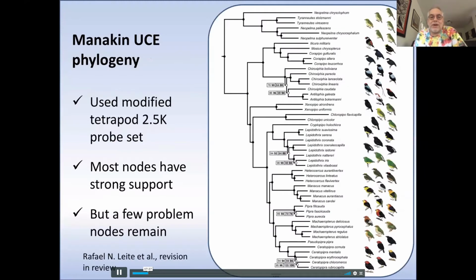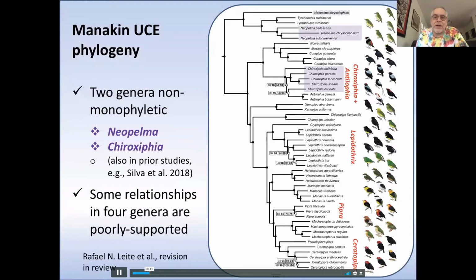So I'd like to start out just by showing you Raphael's effort with sequence capture phylogeny. This used a 2.5K, so 2,500 locus probe set. Most nodes have strong support. A few problems remain. So the backbone is well resolved, but if I have a support value, that means it's less than 100% support. So few problems remain, but pretty good Manakin phylogeny.